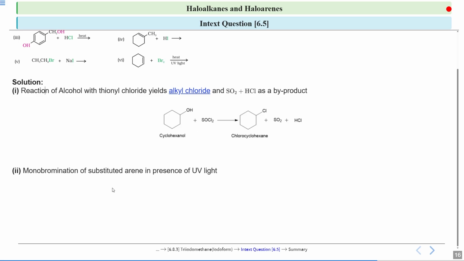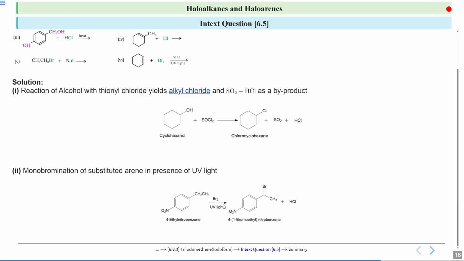Now the second reaction is the monobromination of a substituted arene in the presence of UV light. You have this 4-ethyl nitrobenzene. That means at the fourth position we have the ethyl group, CH2CH3. At the first position we have the nitro group, which is an electron withdrawing group, and we have the benzene ring. Now when you are doing halogenation of this 4-ethyl nitrobenzene in the presence of UV light, what will happen? Bromine is going to be released as a free radical. So this reaction is happening via a free radical mechanism. Bromine will release free radicals.